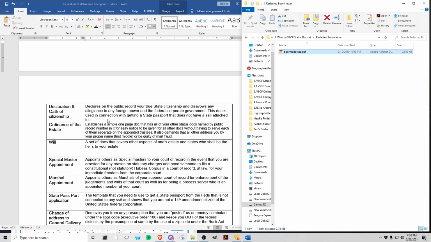It declares in the public record your true state citizenship and disavows any allegiance to any foreign power and the federal corporate government. This doc is used in connection with getting a state passport that does not have a social security number attached to it, which is a process that we have available.